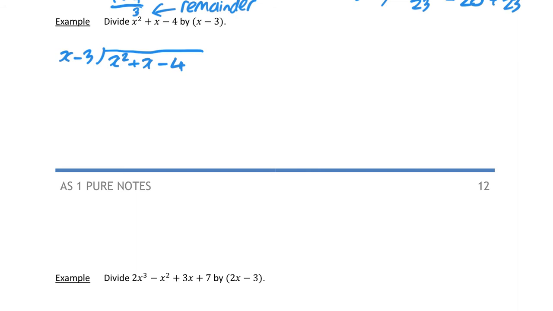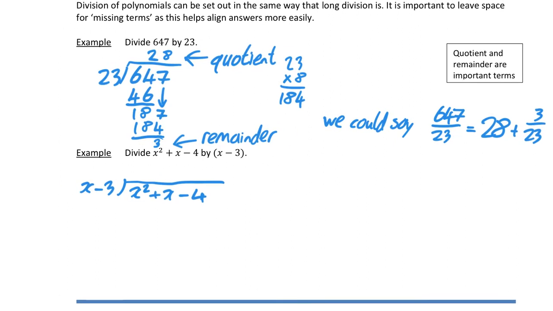What we want to do, I'm going to be zooming back up to the previous example as well. What we did here, first of all, up here, we were seeing how many times the 23 fitted into the first thing, which was 64. How many times 23 fitted into this?